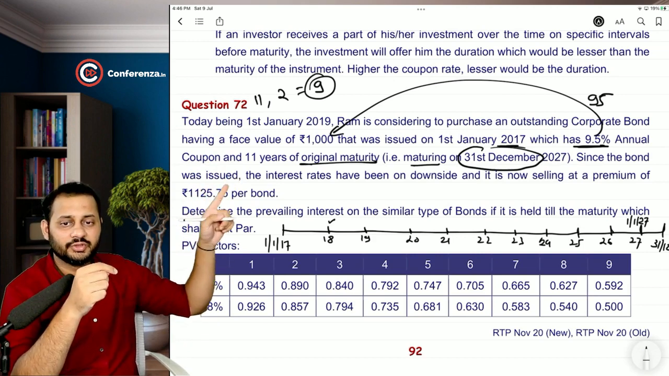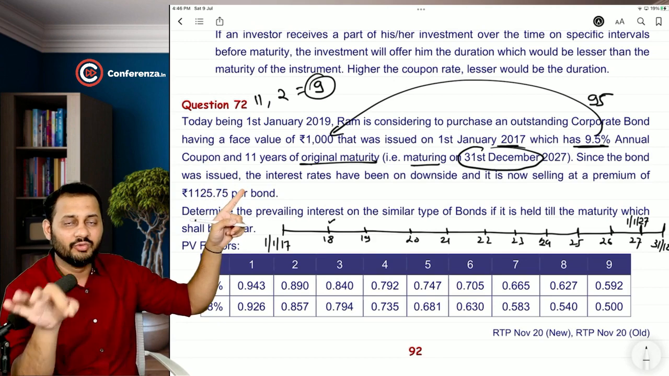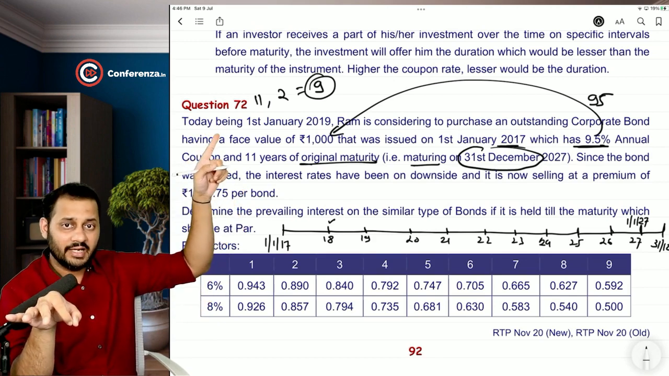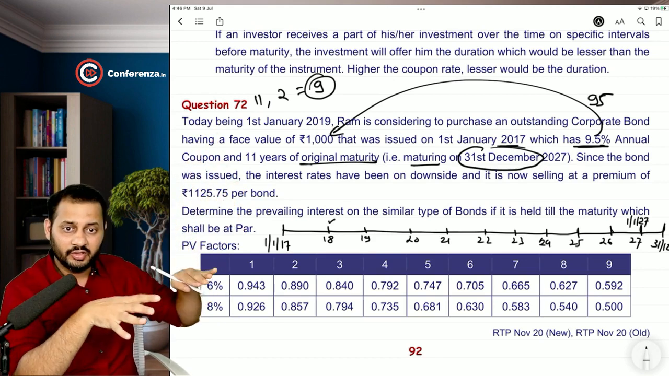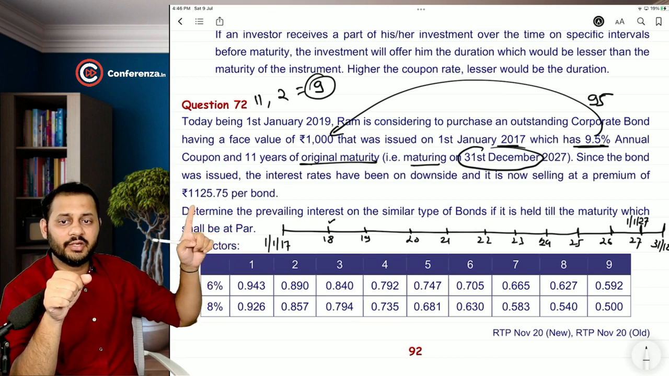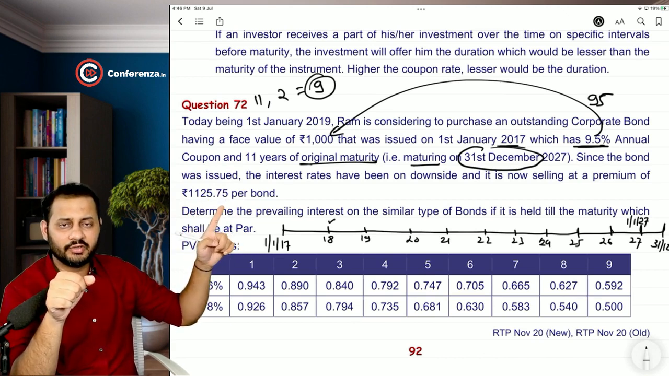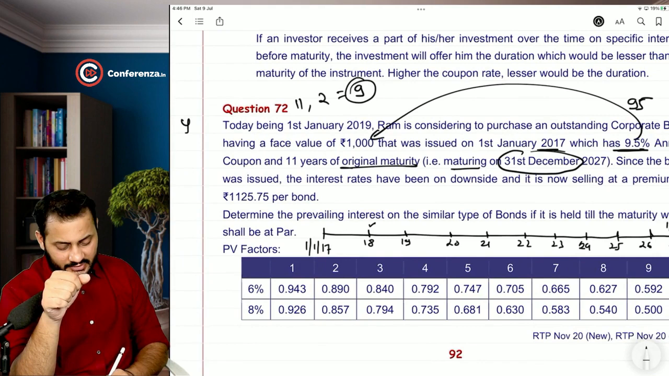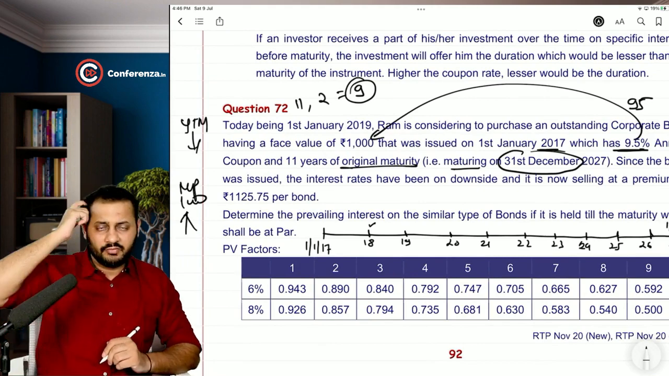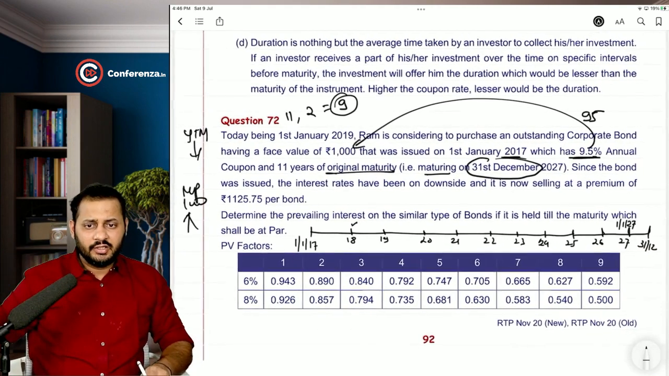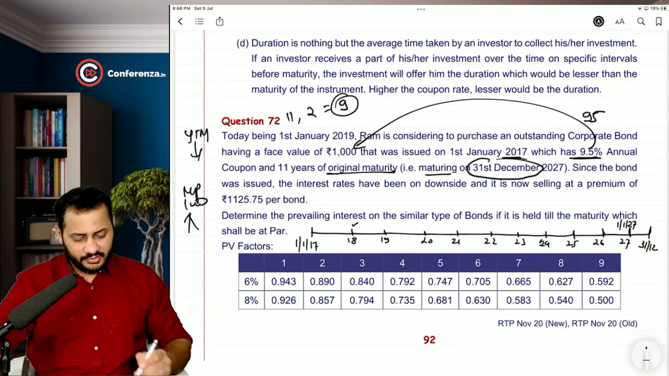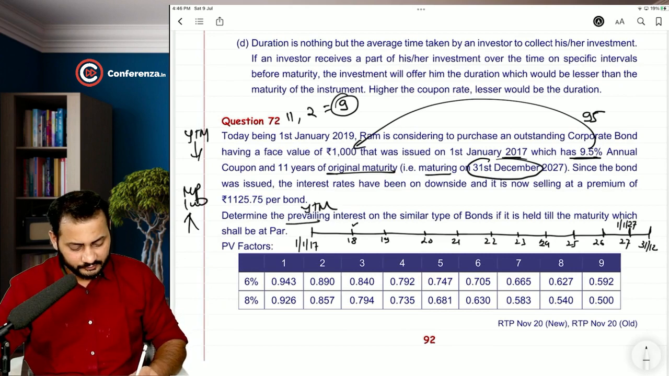Since the bond was issued, the interest rates have been on the downside. From that date, the interest rates have now fallen. And it is now selling at a premium of 1125.75. Because the YTM has gone down, the market price, which was 1000, has gone up to 1125.75. Determine the prevailing interest rate, meaning today's YTM.